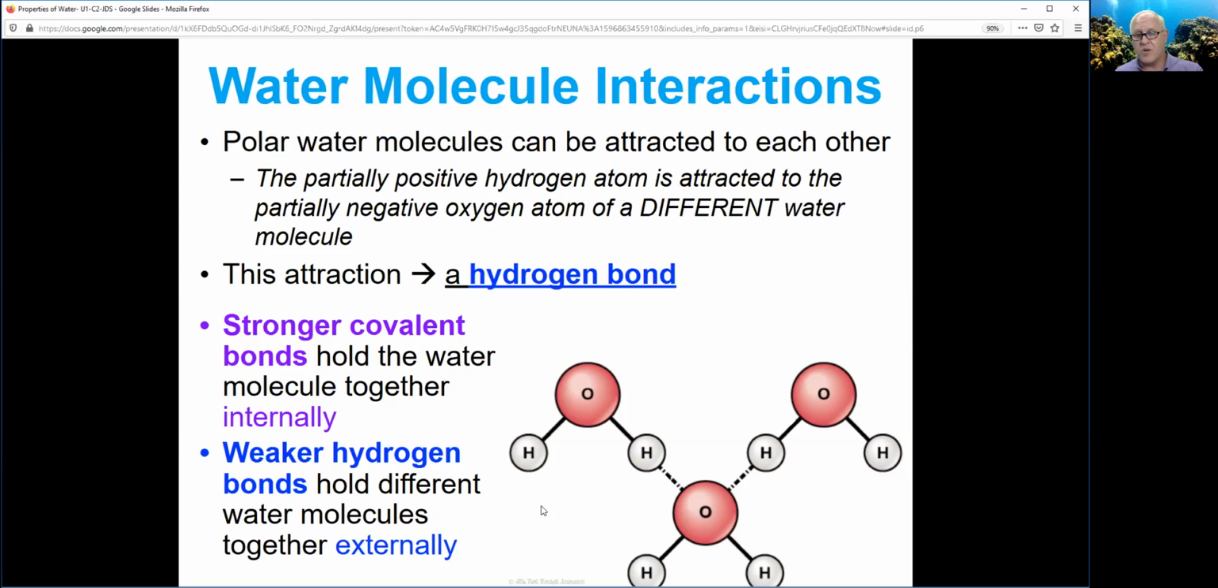But if you dive into the water, put your hands out in front of you, your fingertips break the water and break that hydrogen bond, and all those molecules separate from each other. And then as you pass through it, those water molecules are attracted to each other again. And that's what's really cool about moving through the water. So it's those weaker hydrogen bonds that hold the different water molecules together externally.